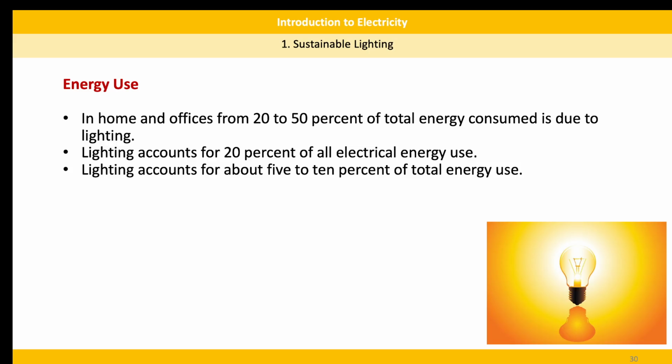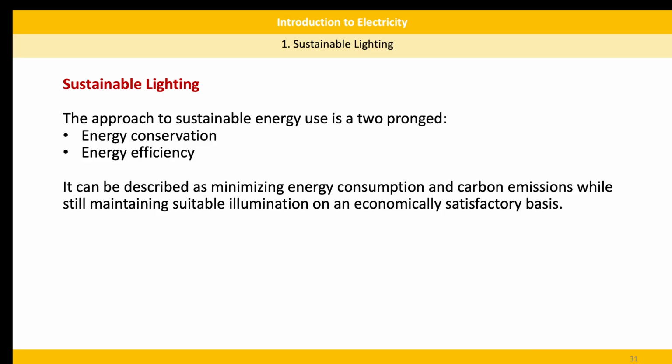In home and office, from 20 to 50% of the total energy consumed is due to lighting. Lighting accounts for 20% of all electrical energy use, and about 5 to 10% of the total energy use. So actually for a building, especially a residential building and commercial building, there are two types of energy consumption. The first one is HVAC, the second one is lighting.